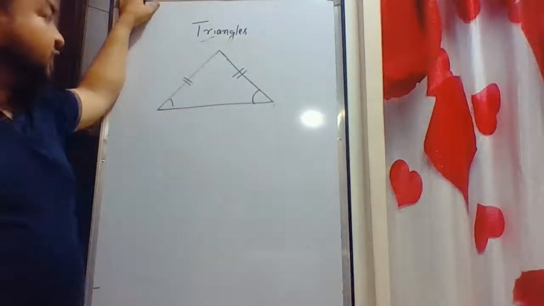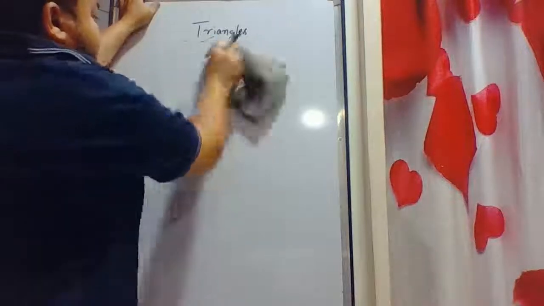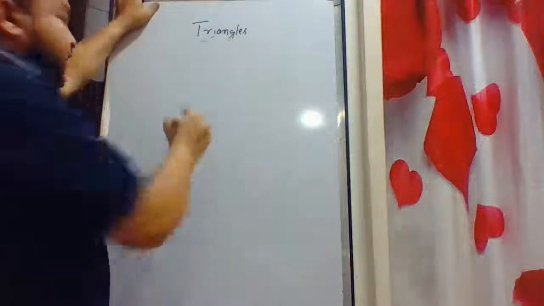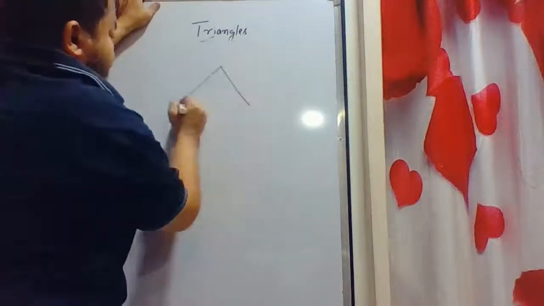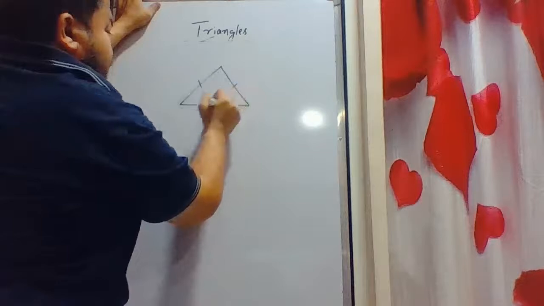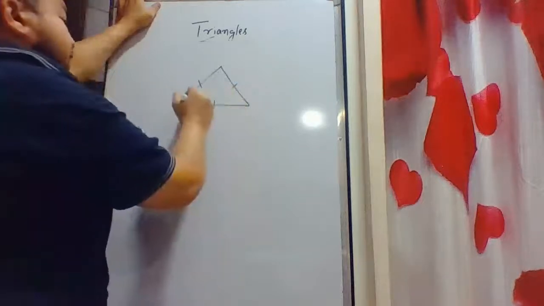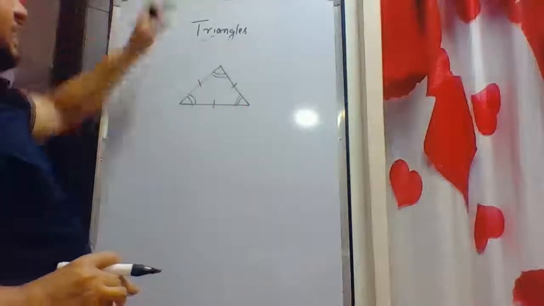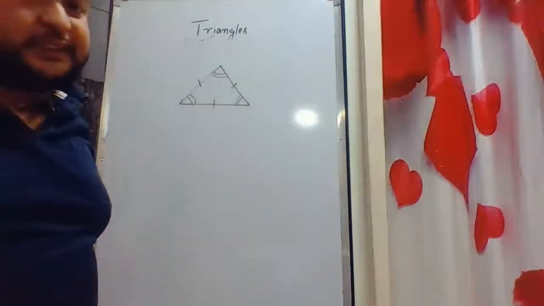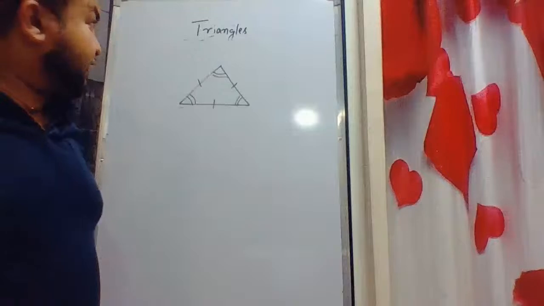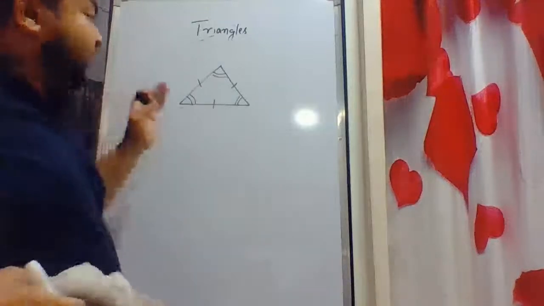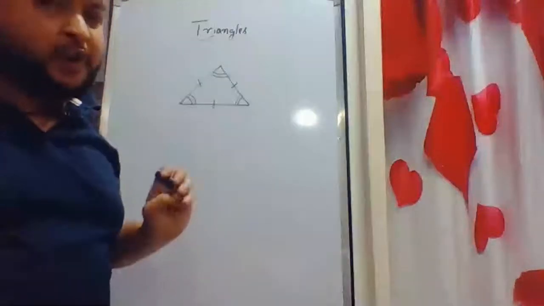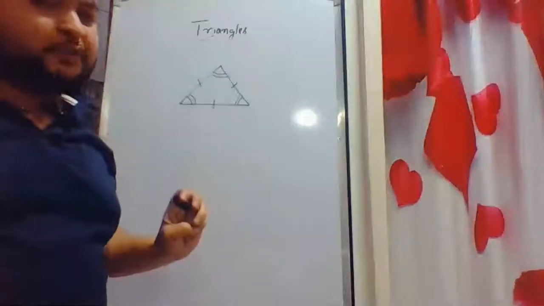Similarly, what happens in an equilateral triangle? In an equilateral triangle, as all three sides are equal to each other, all three angles are also equal to each other, and they are 60 degrees each, right? So these are some of the basic properties of triangles, which would be very useful when we solve some of the geometrical problems.